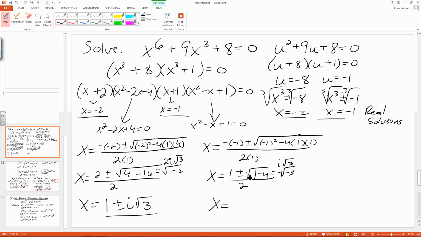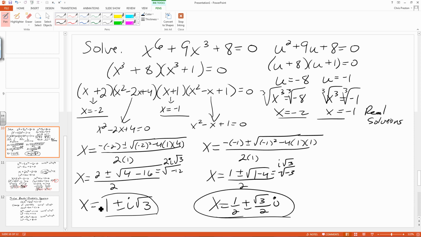So x equals, remember with i's, we just have to split this up into 2 parts. So 1/2 plus or minus root 3 over 2 i. And there's our other 2 answers. So there's all 6 of our answers. You want to be a little careful about using those u's, that you don't allow it to get you into a situation where you forget to find all the answers.